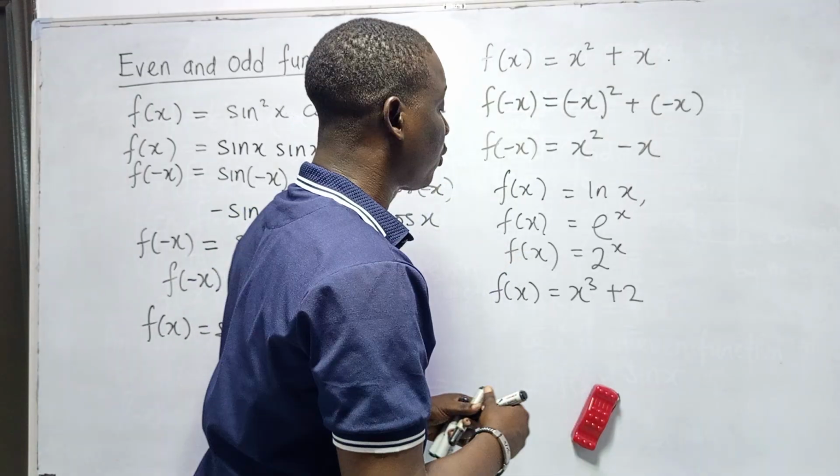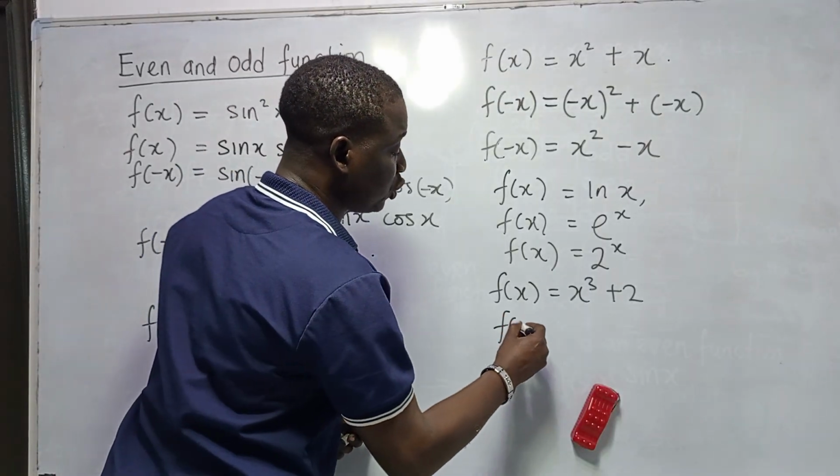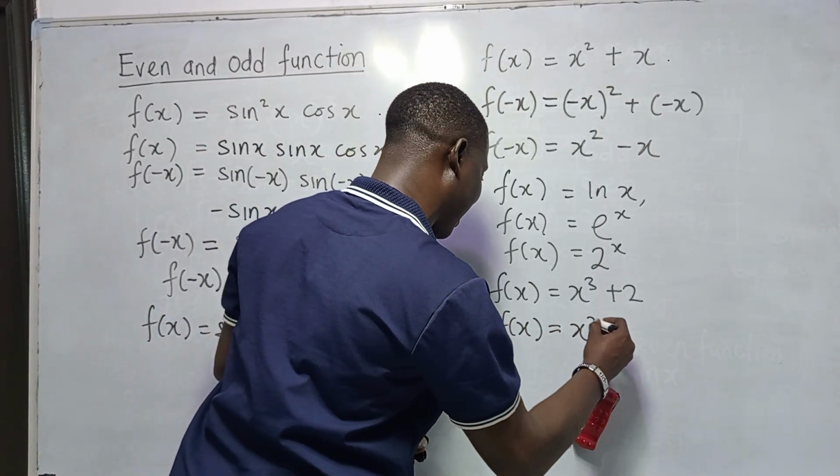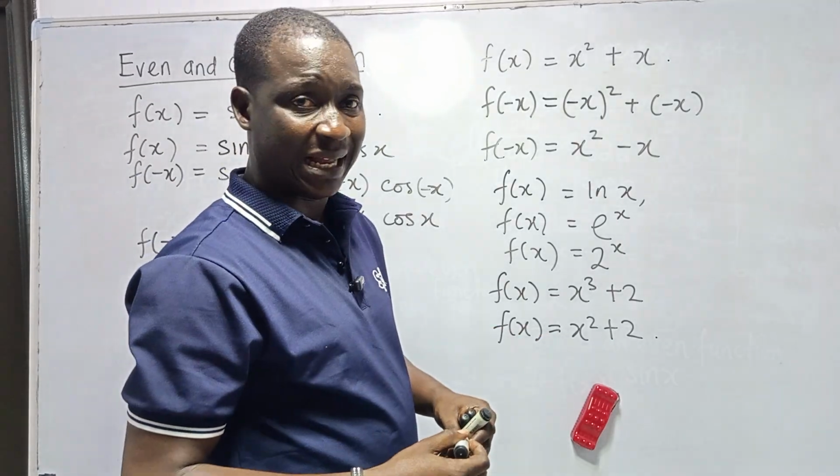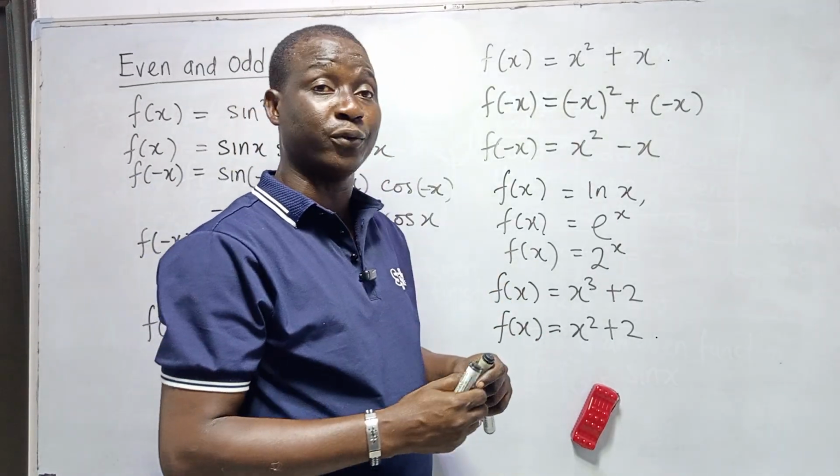But whenever you add a constant to an even function, it retains its evenness. For example, x squared plus 2. This one will still remain an even function. You can do the test. It will remain an even function.